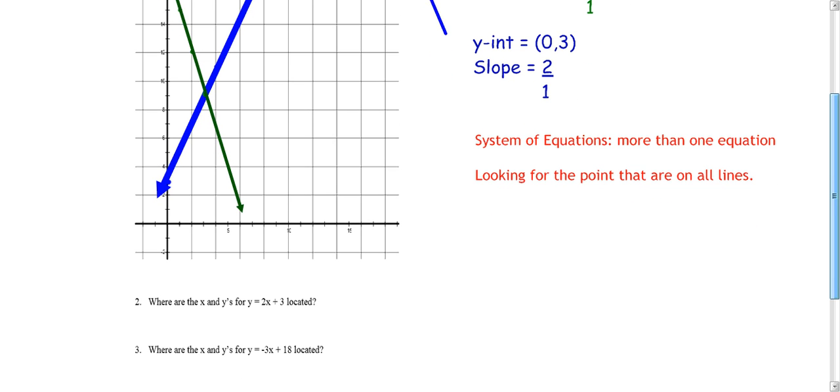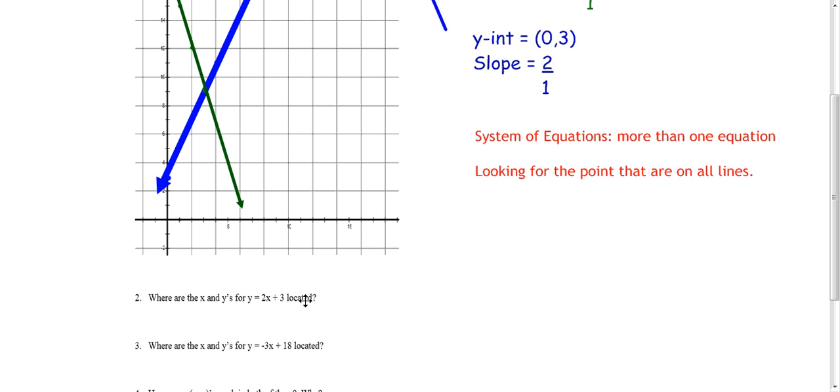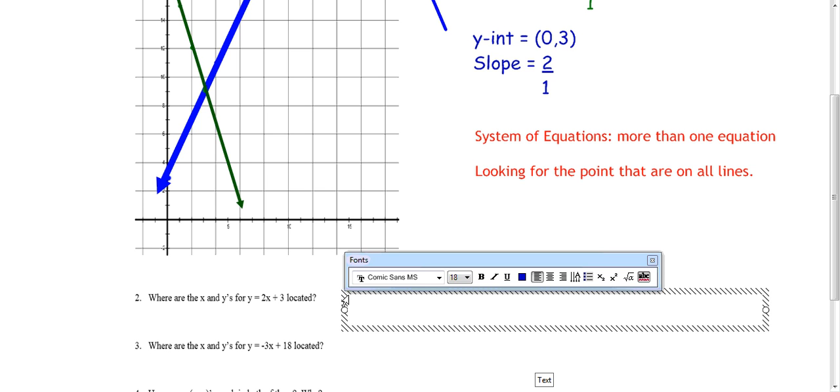Okay, so where are the x's and y's for y equals 2x plus 3 located? And so we can say something like, okay, that's going to be on the blue line there, or let's say on the line with the positive slope. And when I say x's and y's here, it's like for every x that you plug in, remember we said the line is the graphic representation of all the solutions.